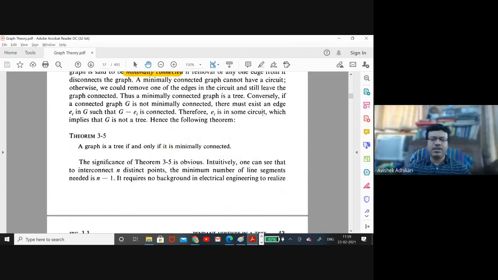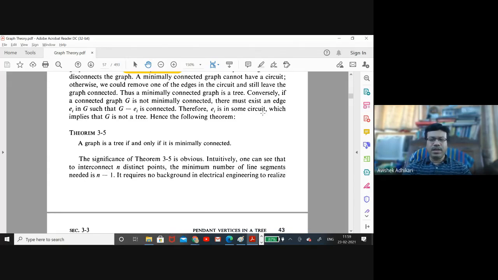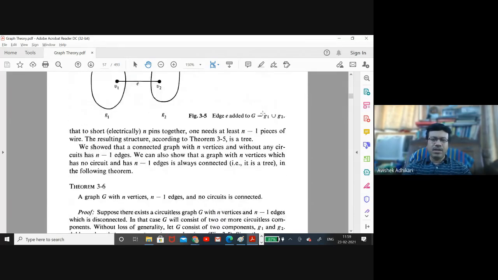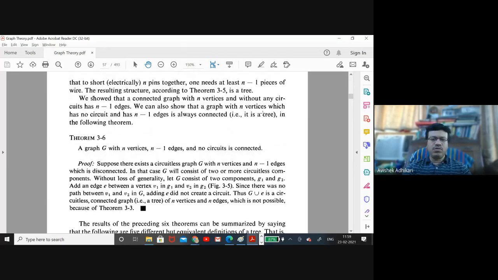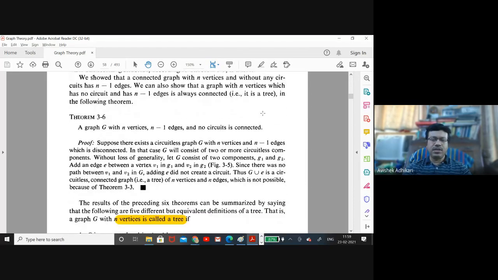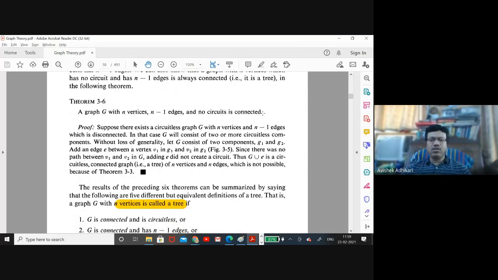Just now I mentioned that in electronics engineering, they require a minimum number of connections through a minimum number of edges, and it says that a graph is a tree if and only if it is minimally connected. The proofs are very easy and it's a well written book, so there would not be any difficulty in understanding these results. As I mentioned, I am following Narsingh Deo's book, it's very well written, and you can see all the things are justified using lots of images. So it won't be any problem for you to read and understand these things.